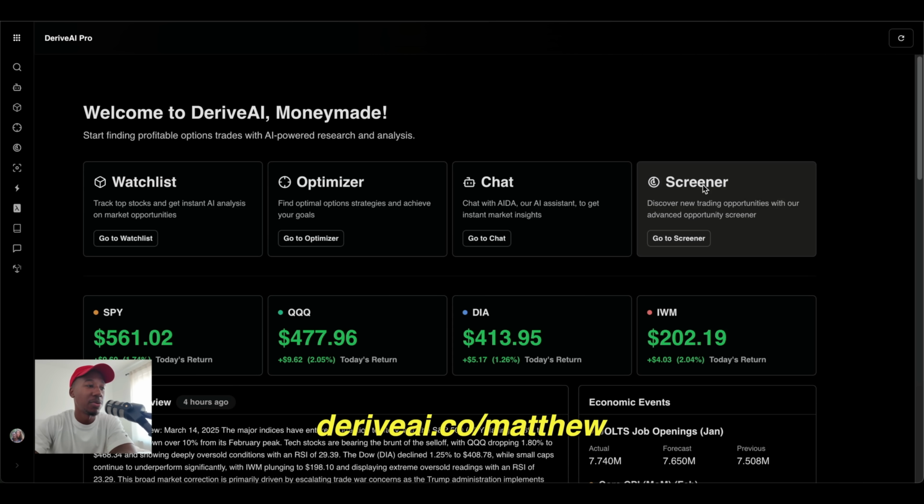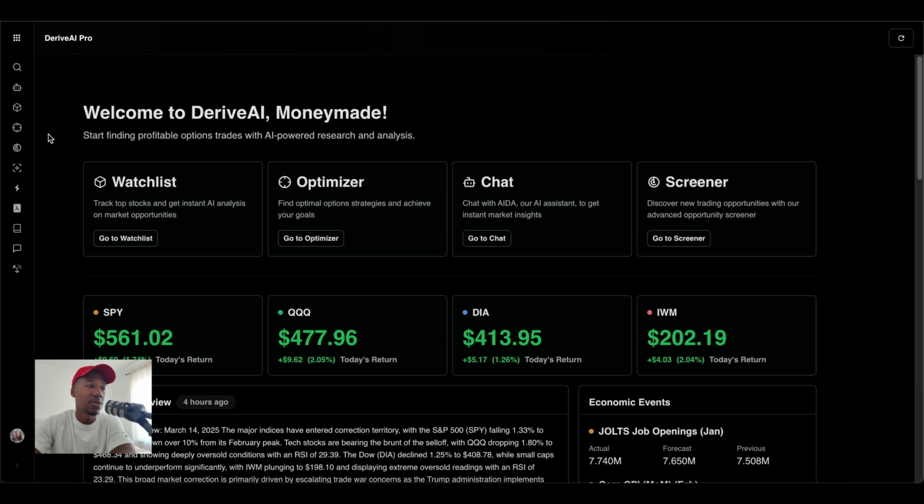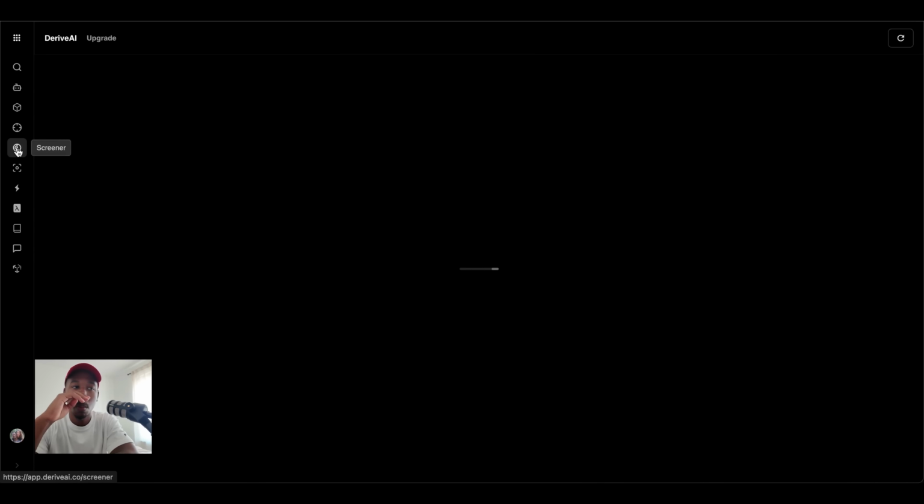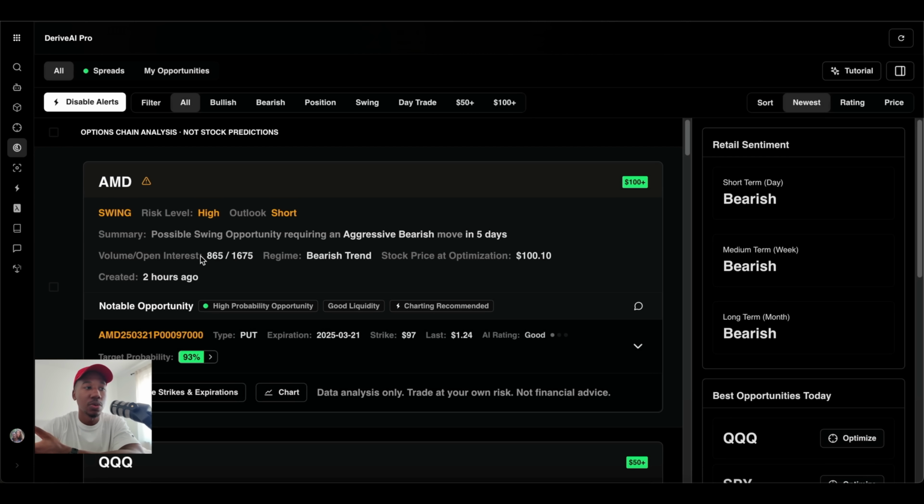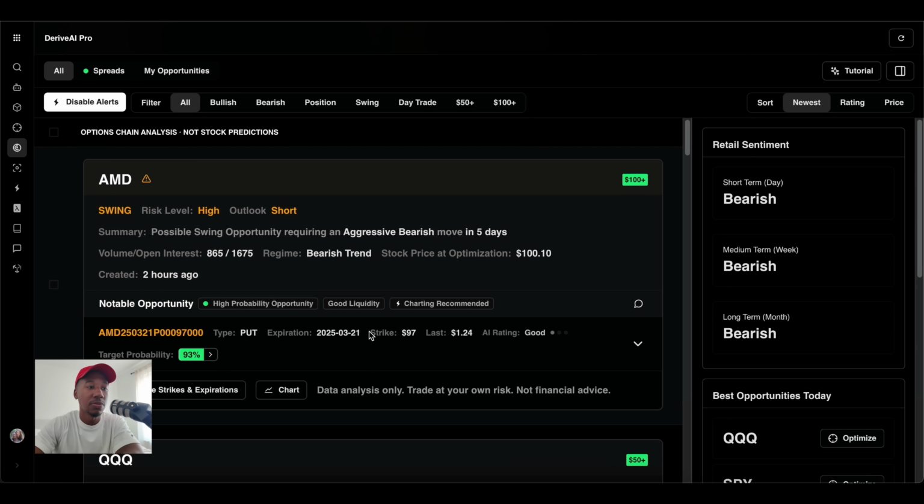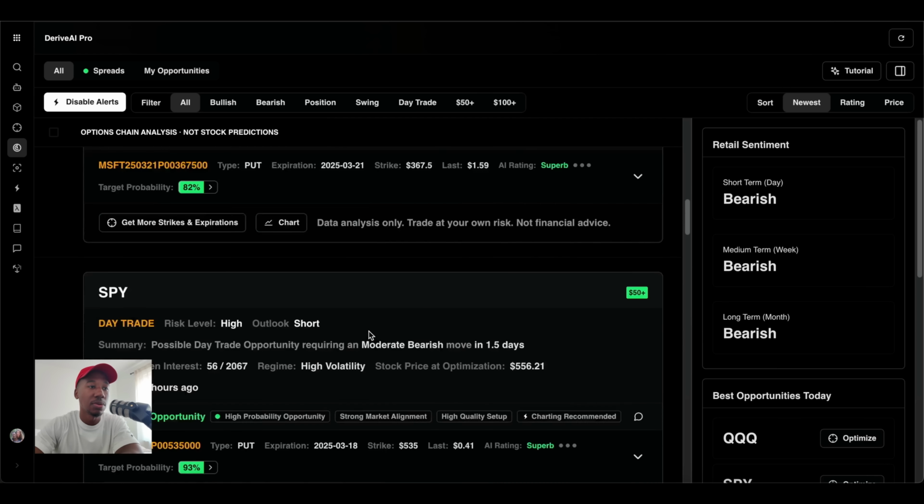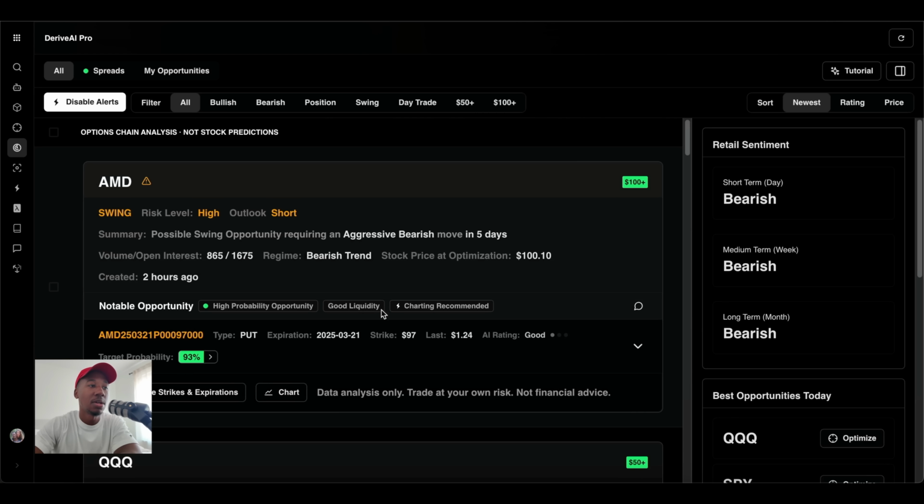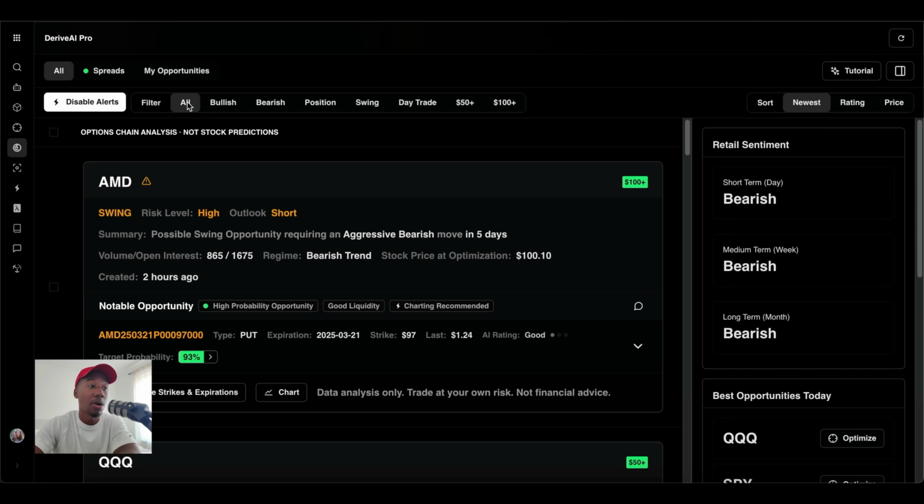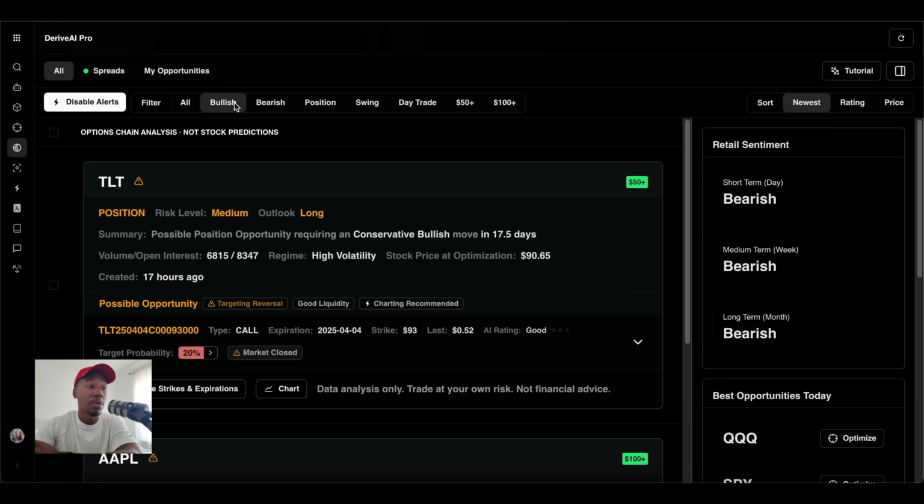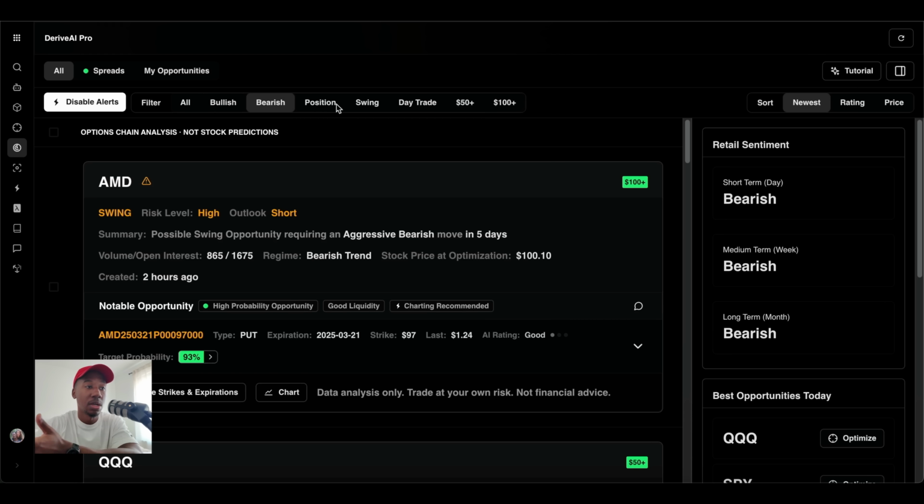Now getting back into it, what we're going to be focusing on in this video is going to be the screener. If we are on a desktop, that is going to be right here on the left where it says screener. I'm just going to click on screener. And as we look through the screener, as you scroll through, there are different trades here. You can filter through what kind of trades. This is the all filter. If I want to look for bullish, we can look for bullish, bearish trades.